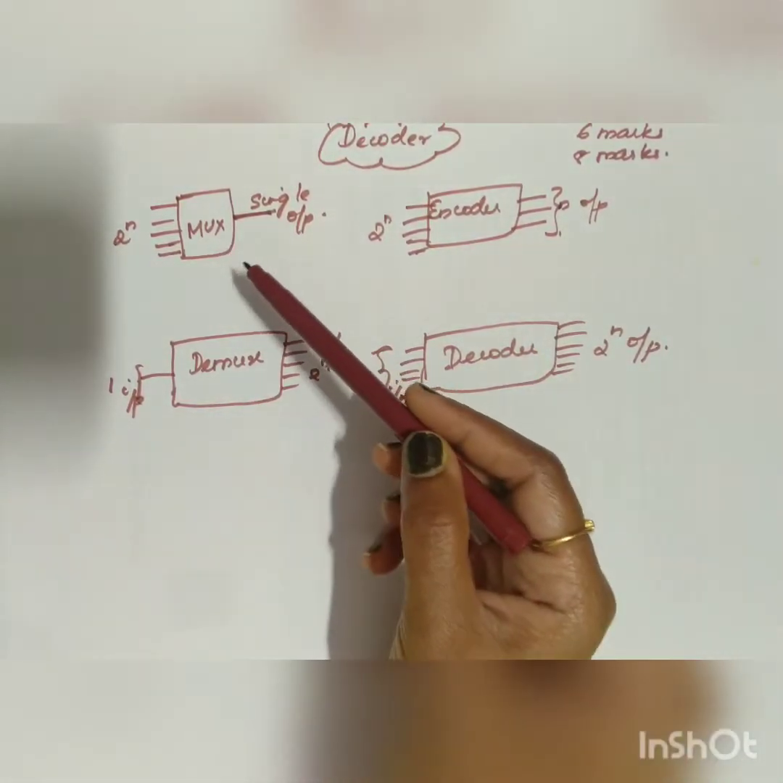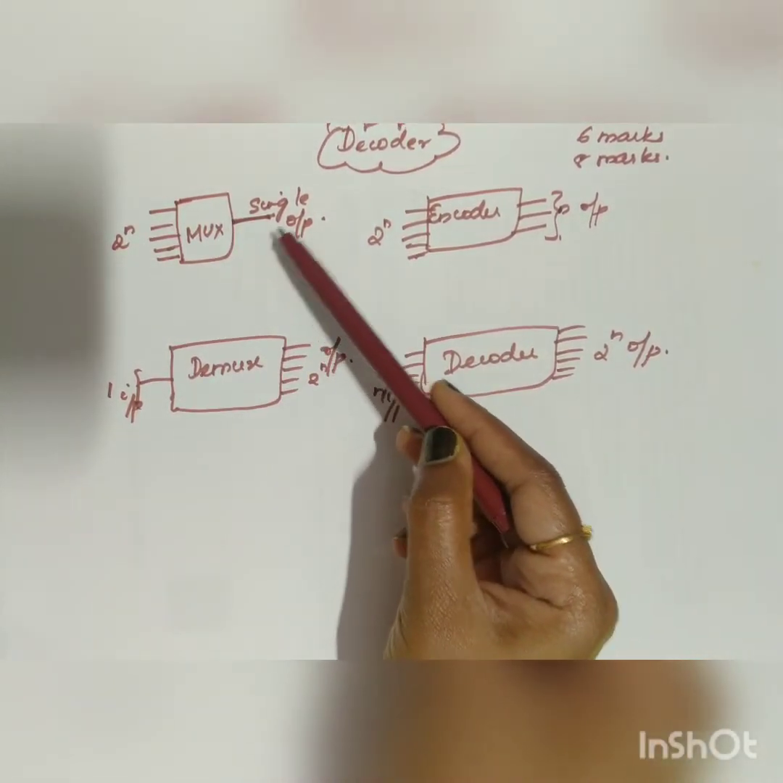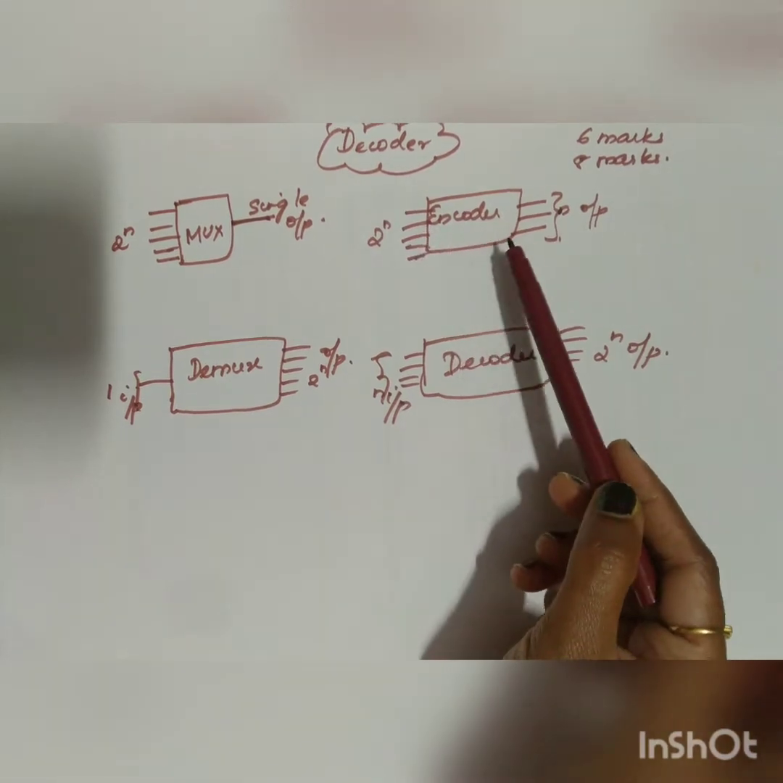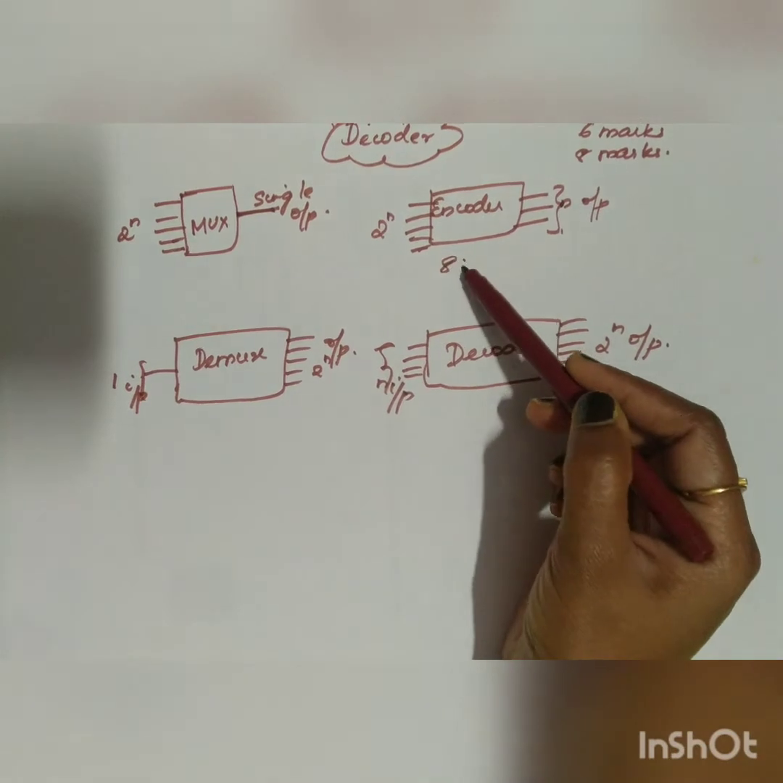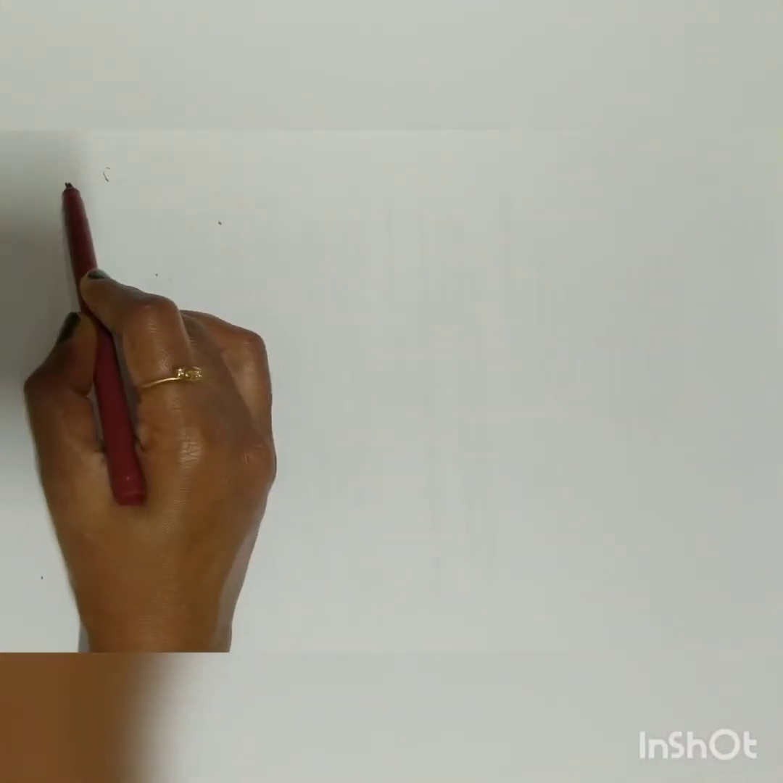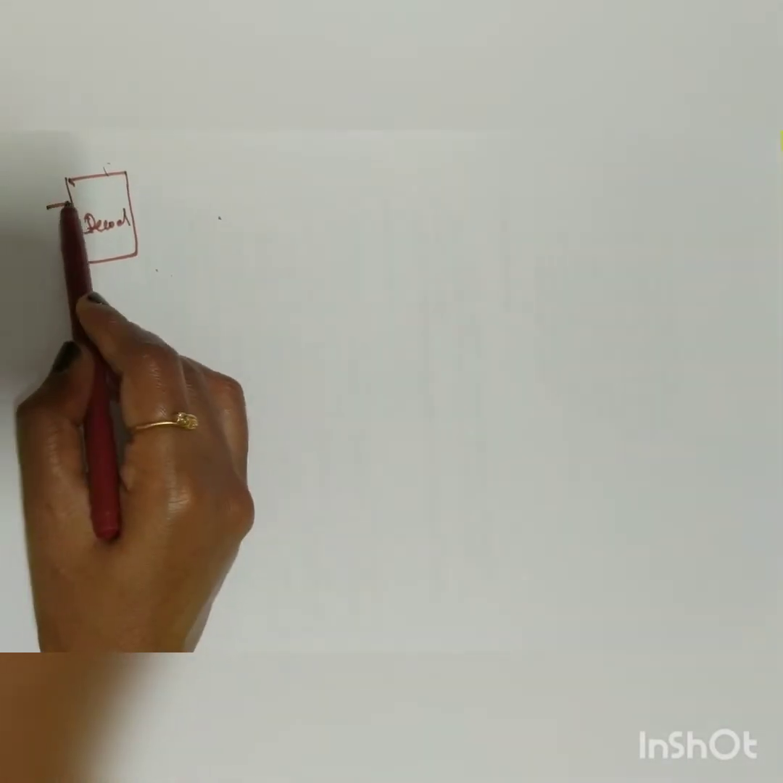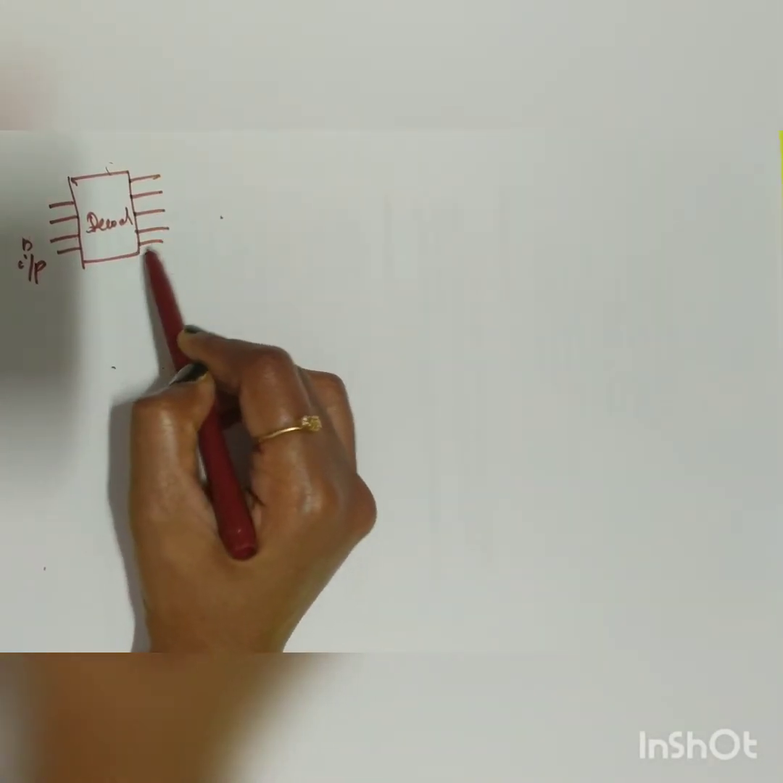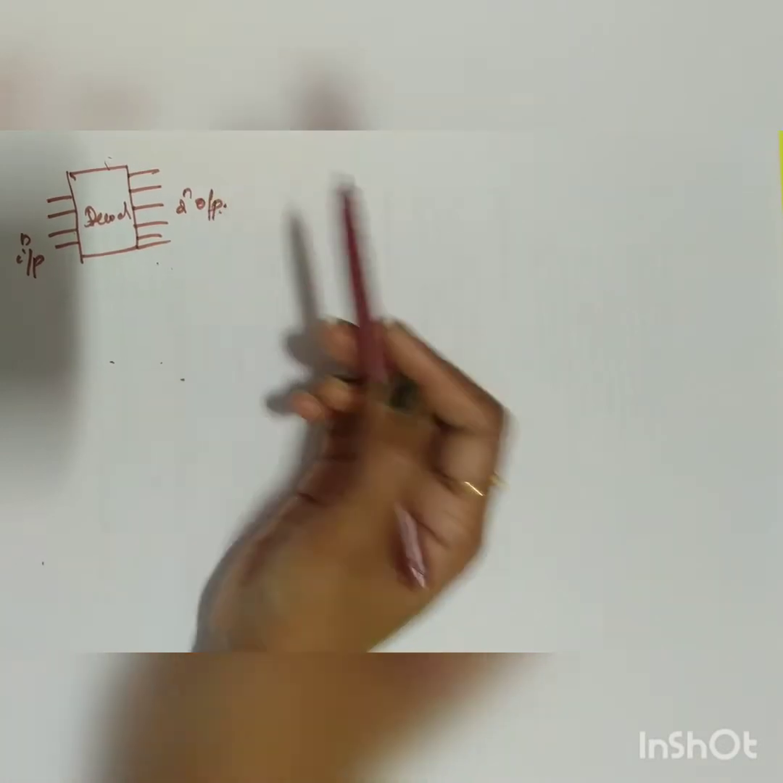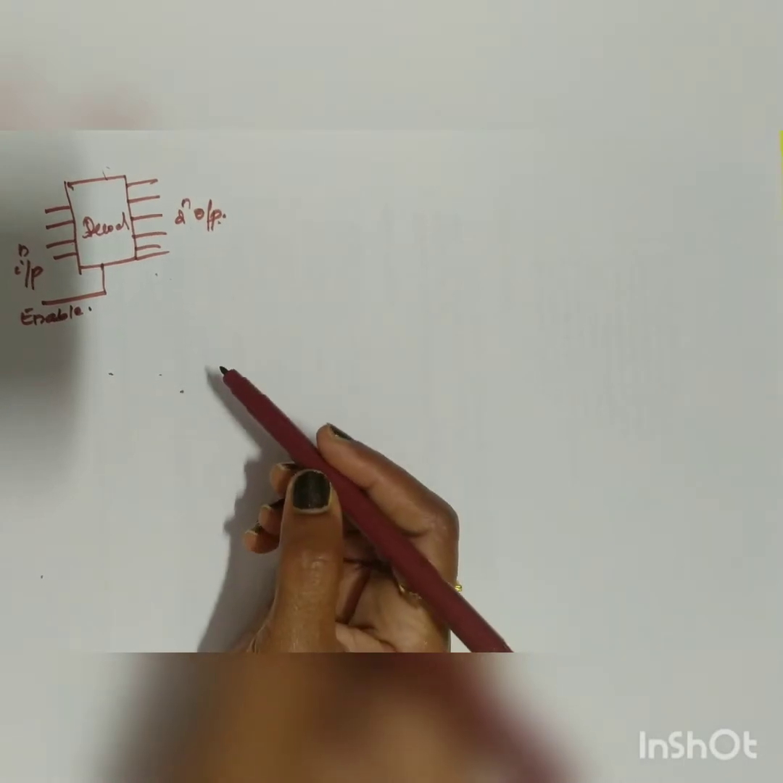A multiplexer is a circuit which converts your 2 power n inputs to a single output, whereas your encoder is coding from one form to another form, for example 8:3. Now let's see the decoder circuit. The block diagram of decoder will be the same. Now you will be having n inputs which will be converted into your 2 power n outputs. In addition you will be having your enable pin, active high enable pin.